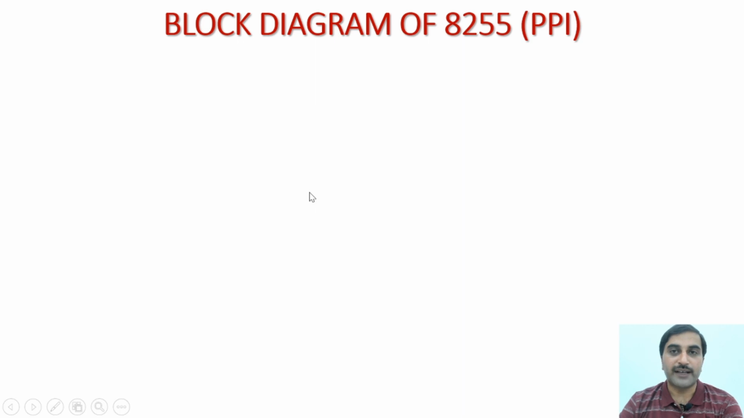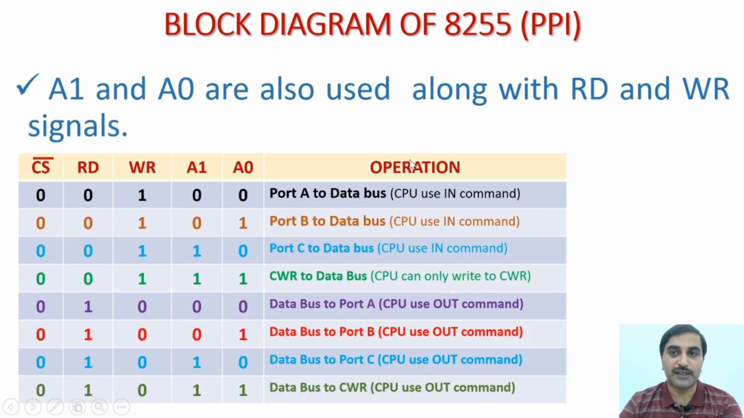Now we will see how A0 and A1 signals are used with read and write signals for the operation of various tasks. You can see A0 and A1 are available at this point. When A1 and A0 are 00, then port A is selected. When 01, then port B will be selected, and when 10, then port C will be selected, and when 11, then CWR is selected.